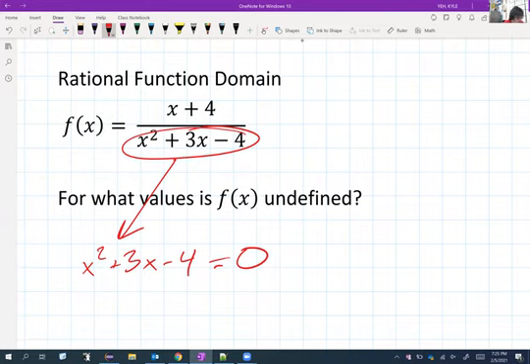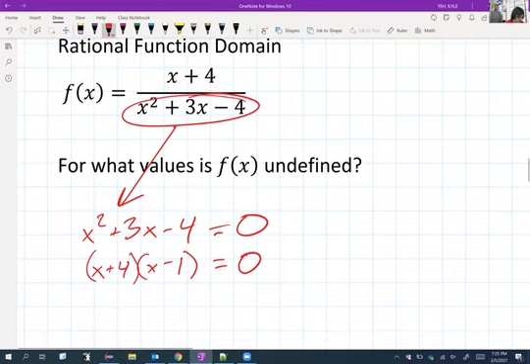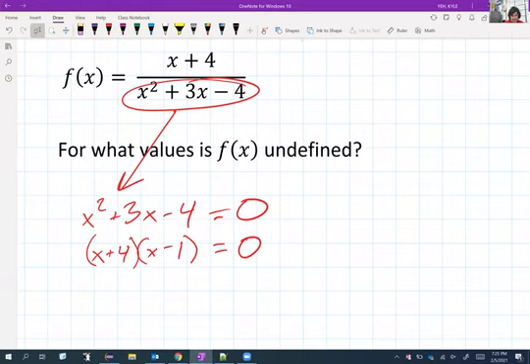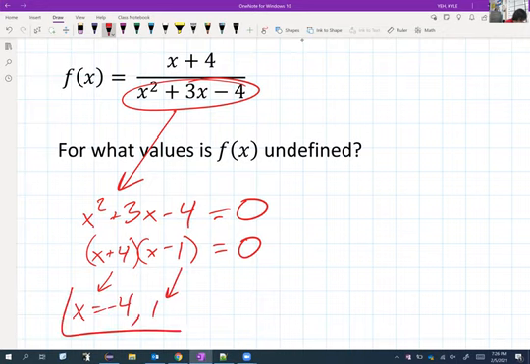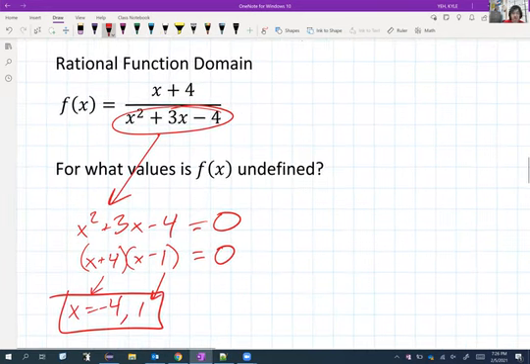And when you see a quadratic like that, you should just internally be busting a gut to say, let's factor that. x squared is x times x. Signs are different, plus minus. Multiply to be negative 4, add to be positive 3: plus 4, minus 1. So for what values of x is our function undefined? When x is negative 4 and 1. Those are the two x values that would cause us undefined.